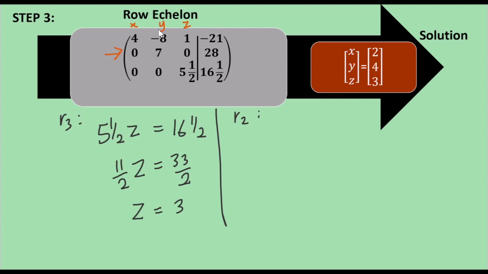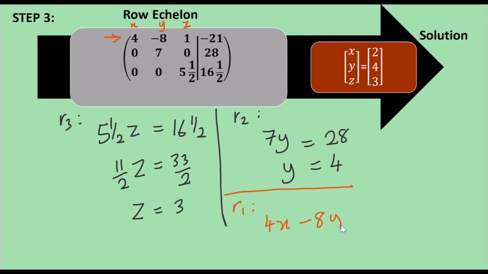So from the second row, we have 7 multiplied by y, 7y plus z multiplied by 0 is simply 0, equals 28. Now y gives us 4. Let's consider the first row. Row number 1. We have 4x minus 8y plus z equals negative 21. We would substitute the values of y and z into this equation.